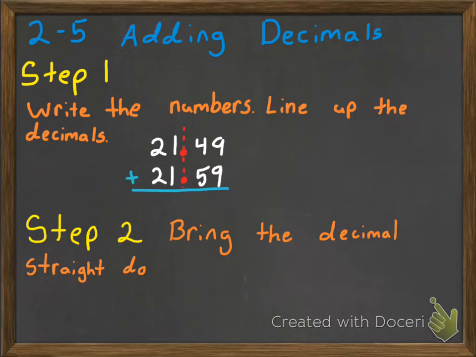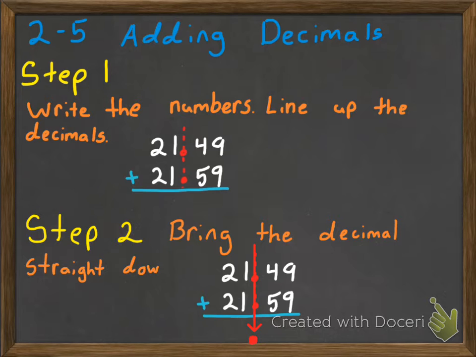So again, I have 21 and 49 hundredths, and I'm adding it to 21 and 59 hundredths. My decimals are lined up. I'm going to bring it straight down. The decimal comes straight down in the problem. And now step 3 is just going to be to add the numbers like normal. And you will regroup if it is necessary.